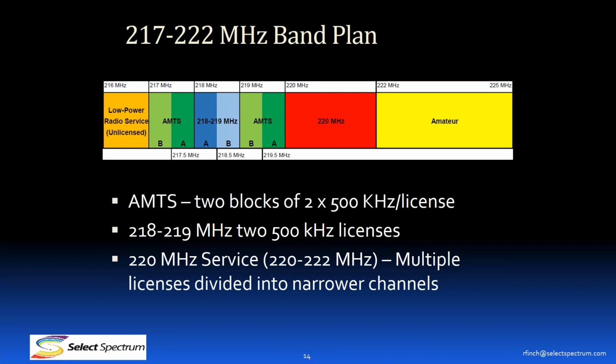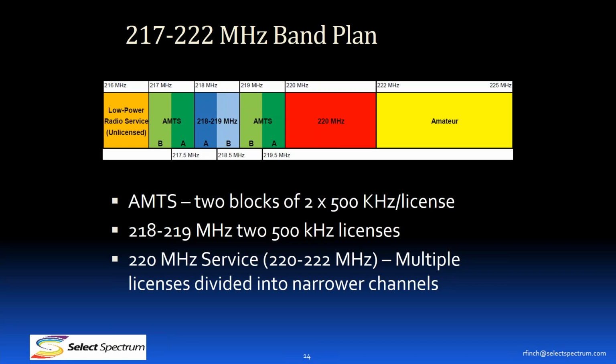We have additional different clients that hold 218, 219 megahertz service. This was formerly called IVDS service. There are 2 500 kilohertz licenses in each area, and typically these are mostly in major metropolitan areas. Some are in some secondary metro areas, and provide additional capacity compared to AMTS in those areas. They also have slightly different cellular characteristics, but very similar propagation.